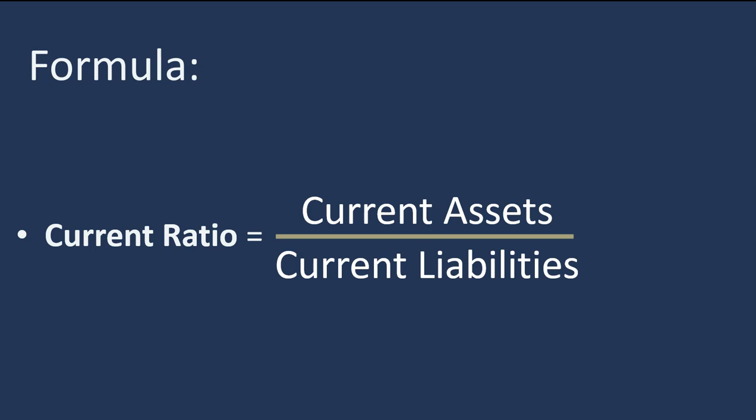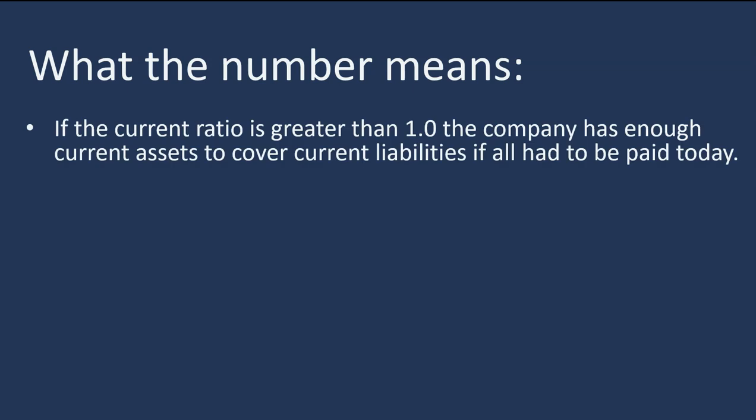And then let's talk a little bit about what the number actually means that you would get after doing this. So if the current ratio is greater than one, the company has enough current assets to cover the liabilities if all of those liabilities had to be paid today. Generally, this is not the case, but when we look at a business, we want to know whether or not they could come up with enough cash, and that cash is either on hand or could be generated through the sale of inventory or from collections of accounts receivable. If you can do that and you are able to generate enough to cover what else needs to be paid in the next year, well, then your current ratio would obviously be greater than one.